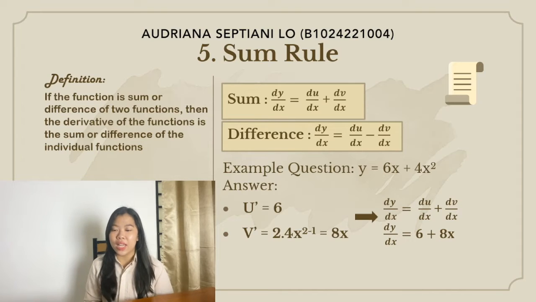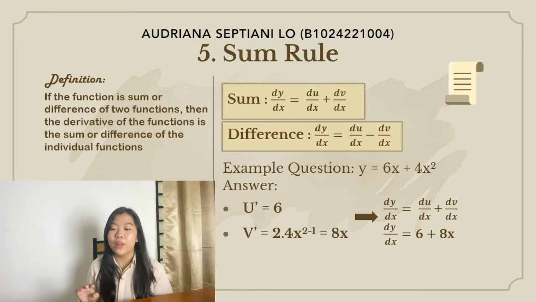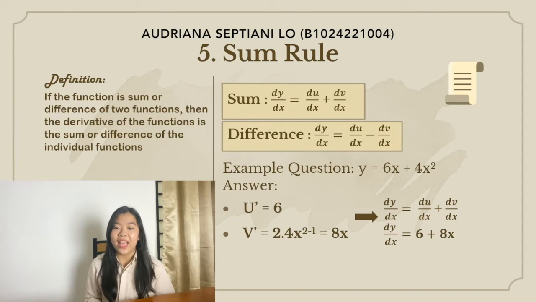The answer is: the first derivative of u is 6, and the first derivative of v is 2 multiplied by 4x to the power of 2 minus 1. So the first derivative of v is 8x. Then dy per dx is 6 plus 8x, and the answer is 6 plus 8x.